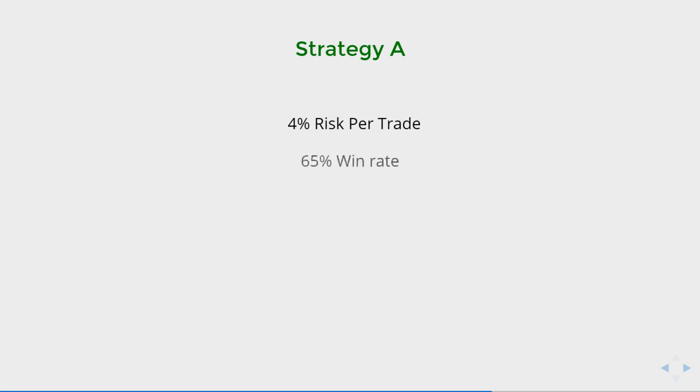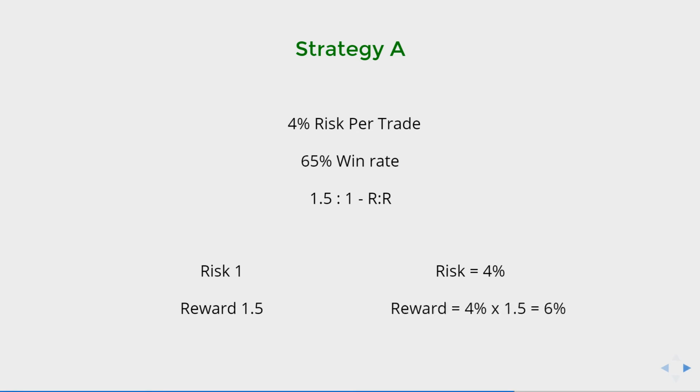The win rate is still the same, and the risk to reward ratio on the strategy is still 1.5 to 1. So if the 1 on the ratio represents strategy A's 4%, then we need to multiply 4 by 1.5 to get the return per trade. 4 times 1.5 gives us 6, so trader A now stands to make 6% on winning trades and lose 4% on losing trades.